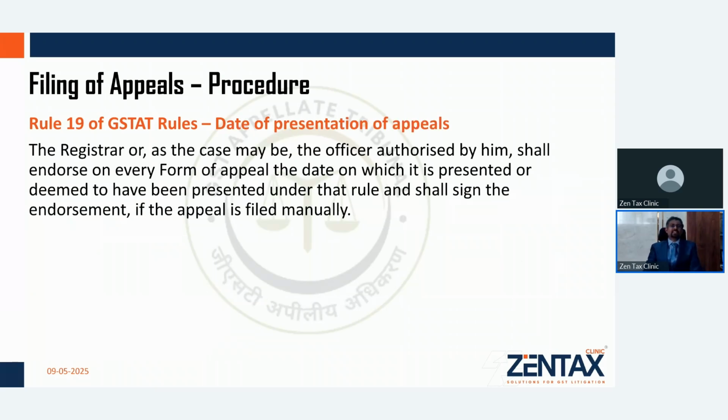Rule 19, a single rule, very simple. The registrar or the officer authorized by him shall endorse on every form of appeal the date on which it is presented or deemed to have been presented under that rule, and shall sign the endorsement if the appeal is filed manually. So if I am filing a manual appeal, but in all other legal provisions, it very clearly provides that the appeal shall be filed electronically. But here Rule 19 goes against that to say if at all it is filed manually, then the registrar shall endorse it, and it shall be signed also.